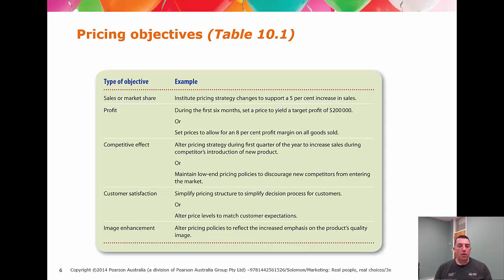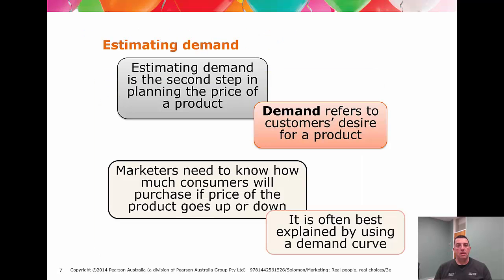So table 10.1 of the textbook goes through this in a bit more detail, with some examples for you to understand how you might spot one of these pricing objectives being applied in practice by an organization. Again, it's good to go through each of these to make sure that your theory has been applied to practice. That's going to be an essential part for people who are doing a final exam assessment topic.